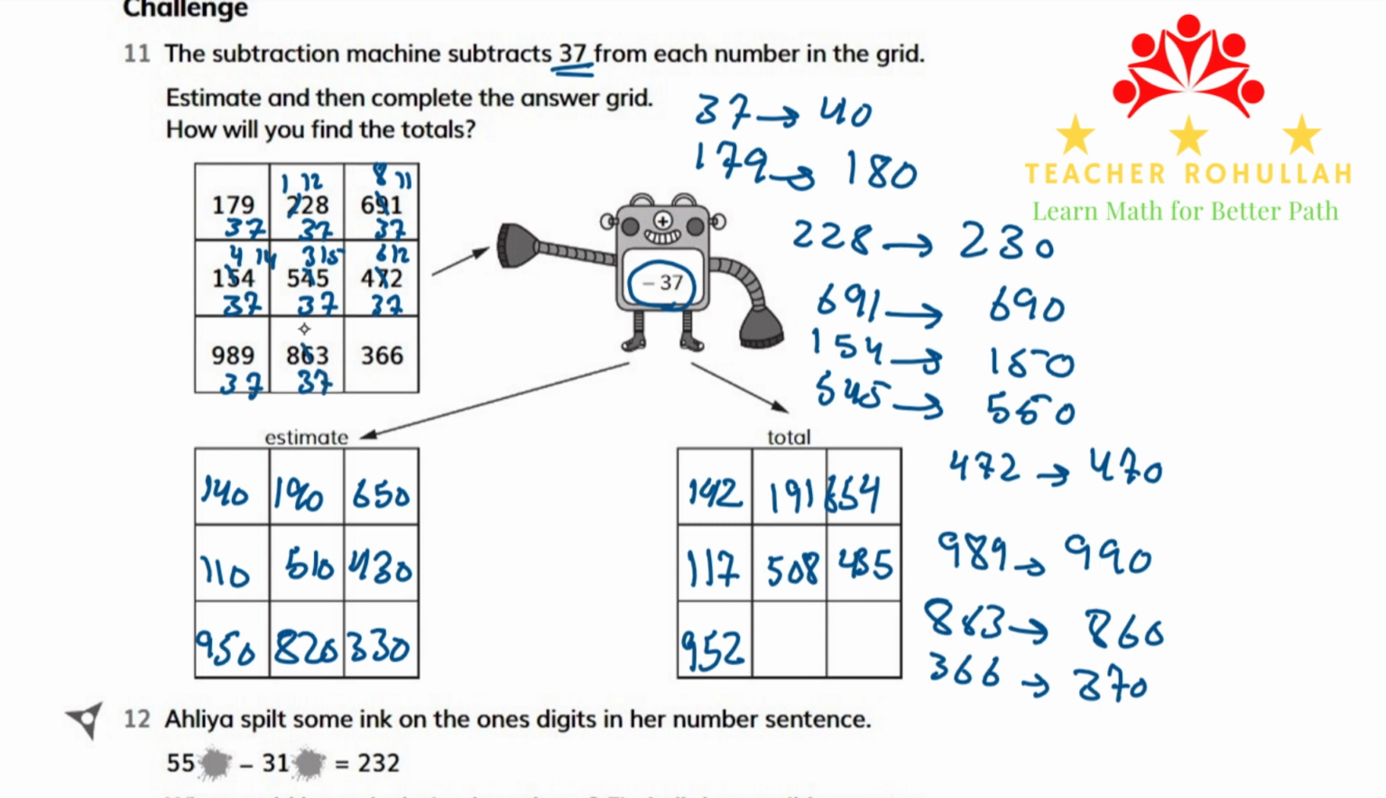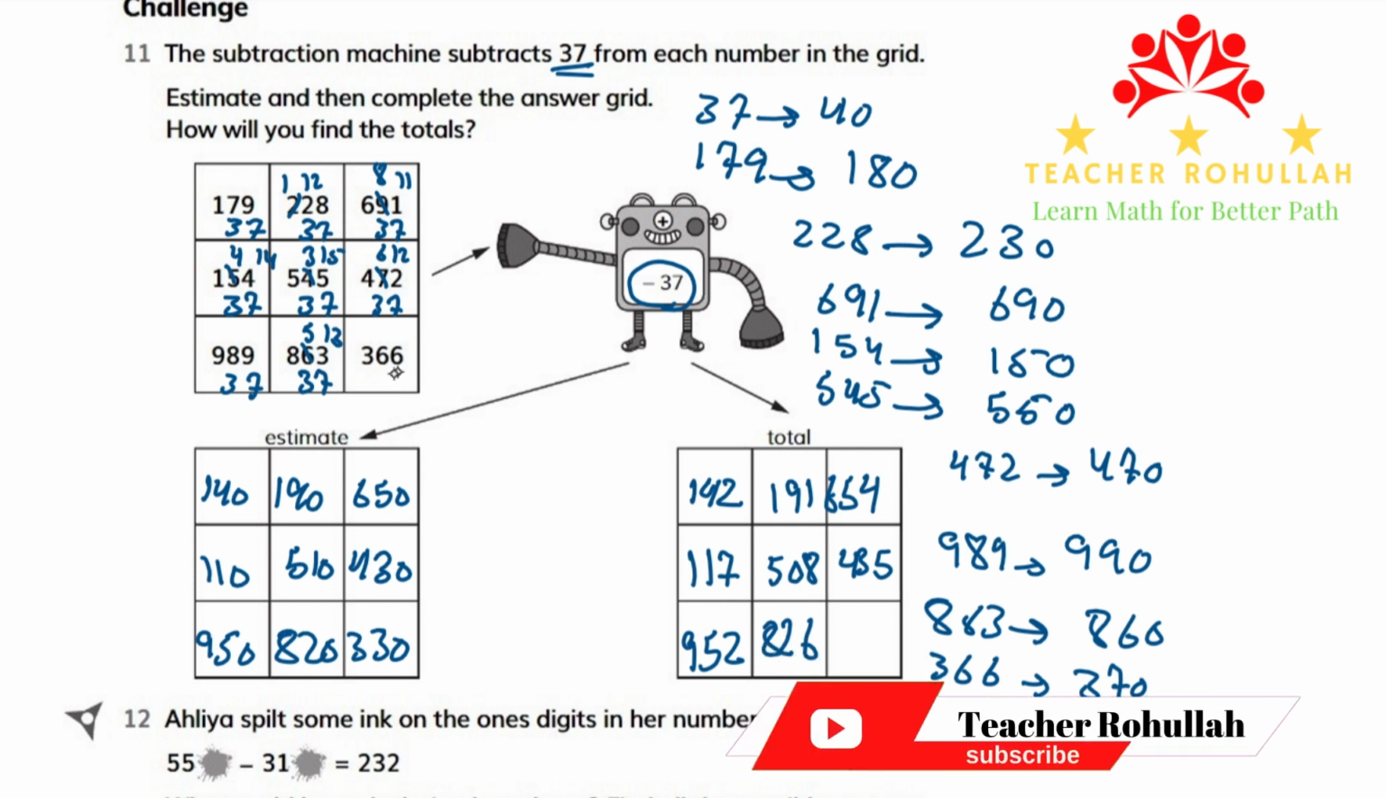Again, we borrow from 6. This becomes 5 and this becomes 13. So 13 minus 7 is 6 and 5 minus 3 is 2. 8 minus nothing is 8. The answer is 826. The last number in the grid is 366.